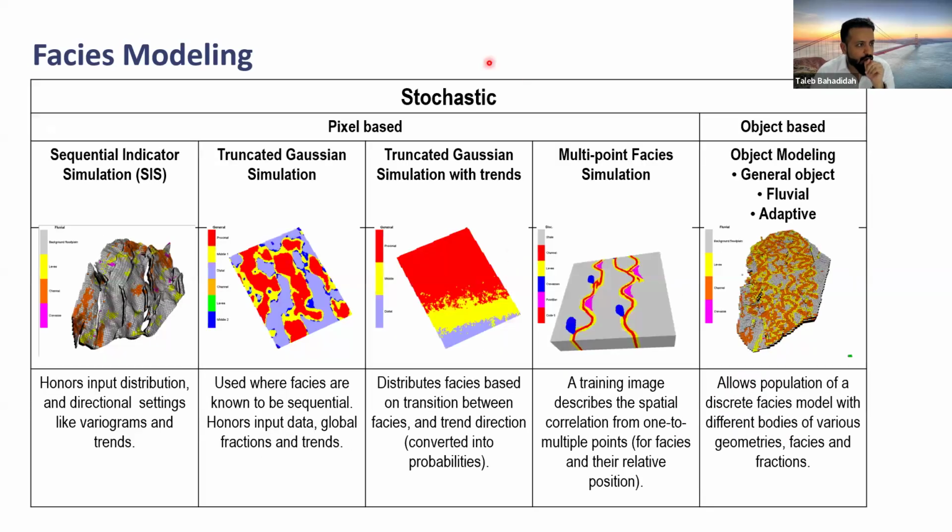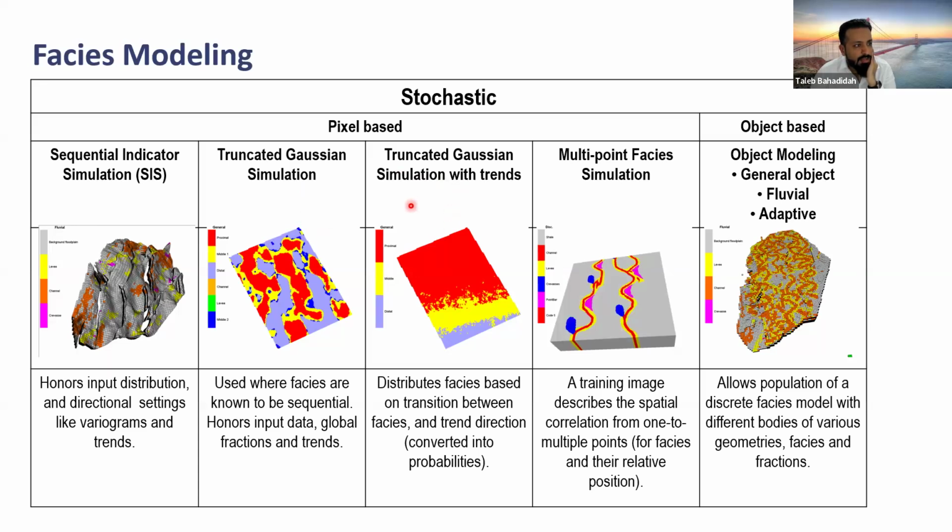And we have the stochastic method, which is widely used in facies modeling. We have the most famous one, the SIS model. It's mainly used to honor the input distribution and direction settings, like variogram and trend. Also, we have truncated Gaussian. It's used where the facies order is known. If you have a sequence of facies prograding or retrograding, you can use the truncated Gaussian. You can use it also with a trend. Also, if you have a trend map, you can build a trend map, or you can get it from the sedimentologist, and use it together to distribute your facies.